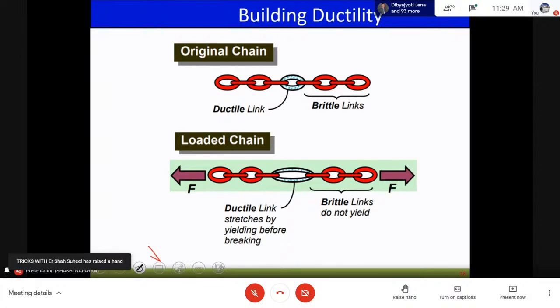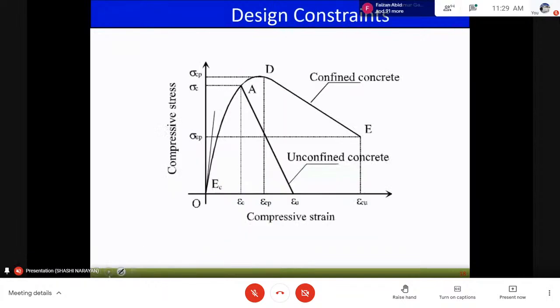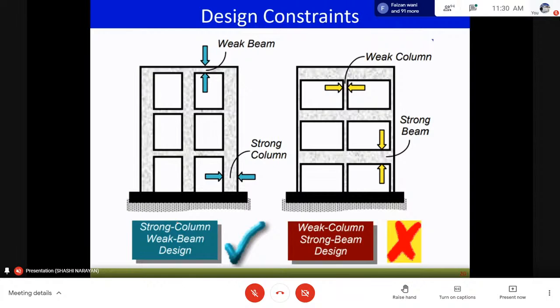Based on this ductility, the weakest link, the one with the least strength, will govern the ductility of the whole structure. Suppose we talk of the beam column elements. If we have a strong column, weak beam, the ductility of the beams will govern the ductility of the whole structure. If we have a strong beam, weak column, the ductility of the columns will govern the ductility of the whole structure.